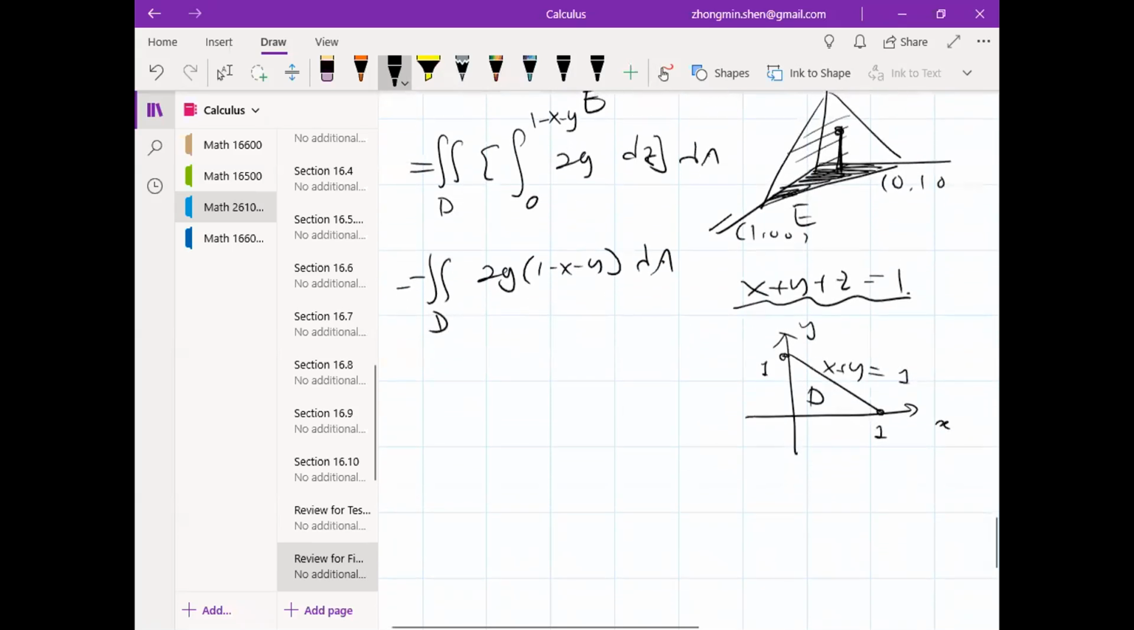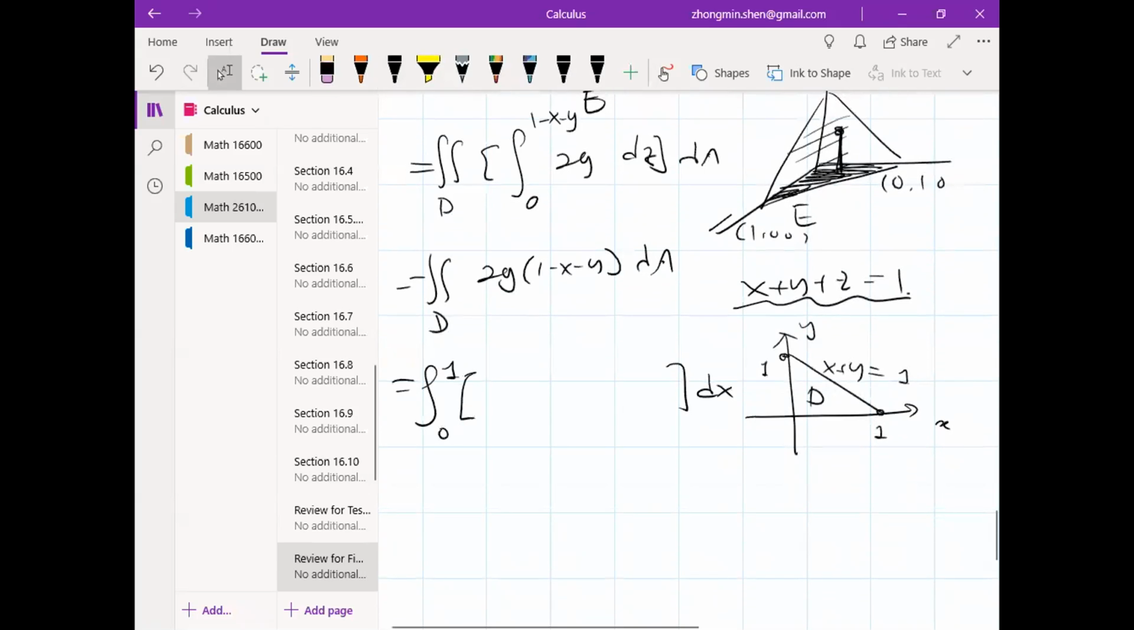The next step is the double integral. This double integral can now be expressed as an iterated integral. You can put the x outside or y outside, it doesn't matter. Let's put the x outside, then dx.